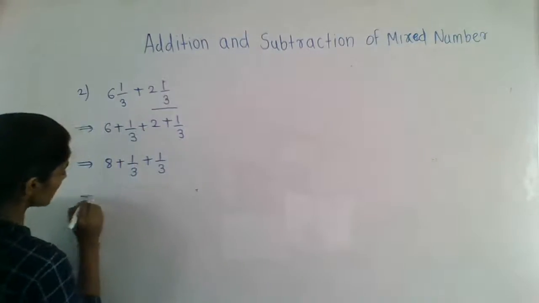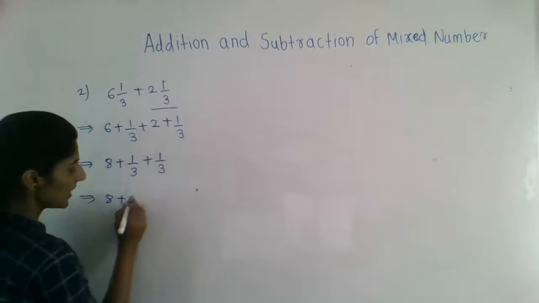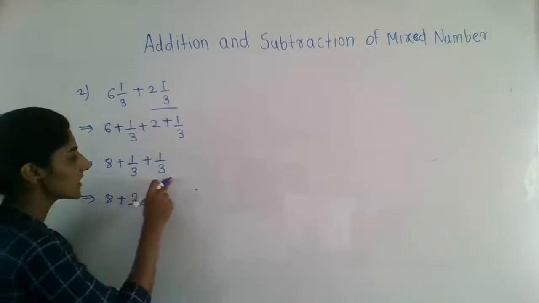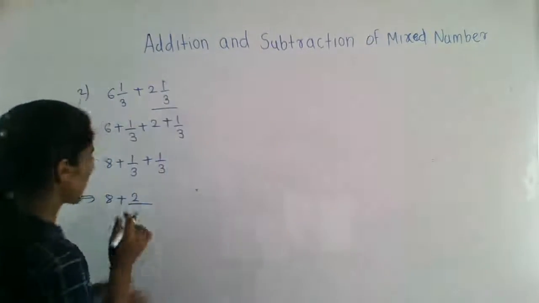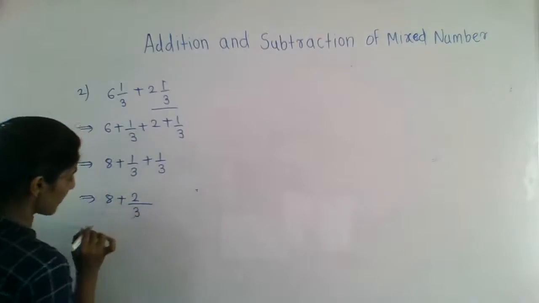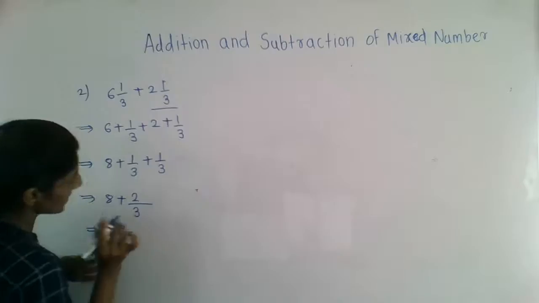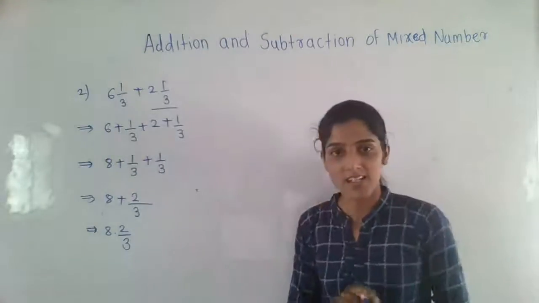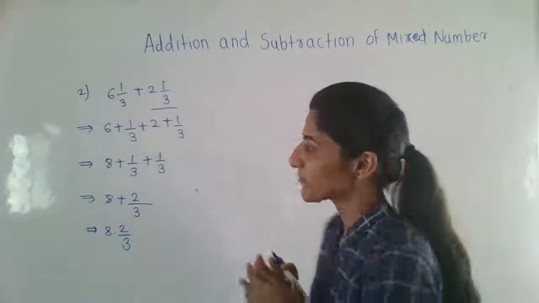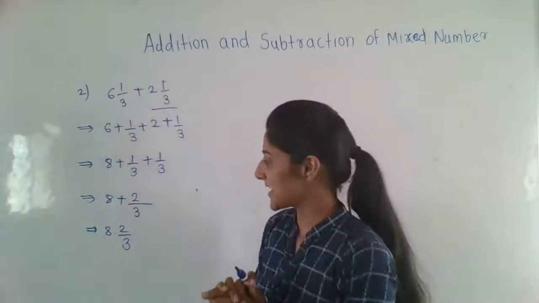That is how, see here, 1 plus 1, that is 2, and the denominator is common, therefore it will be taken one time, that is 3. And it can be written as 8 and 2 by 3. That is our answer. It is very simple. Understand how we can solve the addition of mixed numbers? It is very easy. Okay.